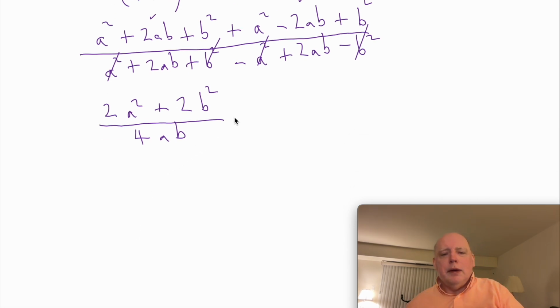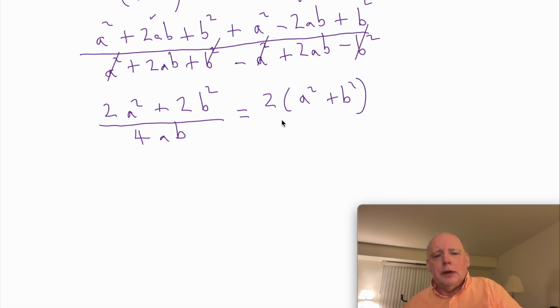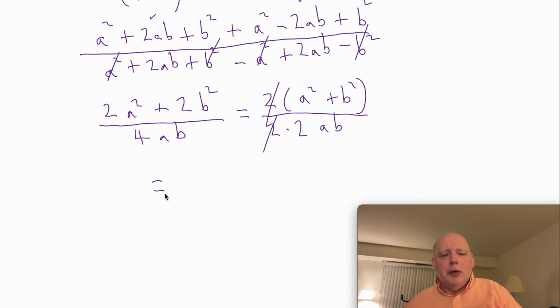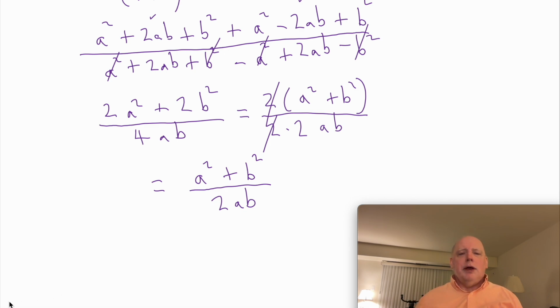And we're almost done. We can factor out, there's a common factor of 2 in the numerator and the denominator. 2 times 2ab. So they will go, and what we're left with is a squared plus b squared over 2ab. So a lot of algebraic gymnastics there in this MIT exam. And now let's move on to the next one.